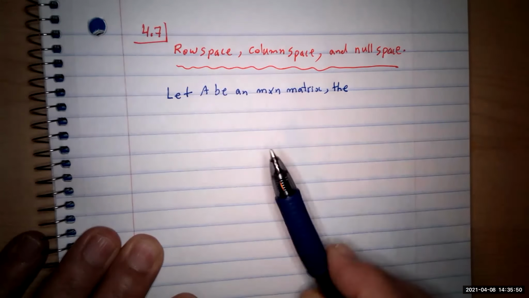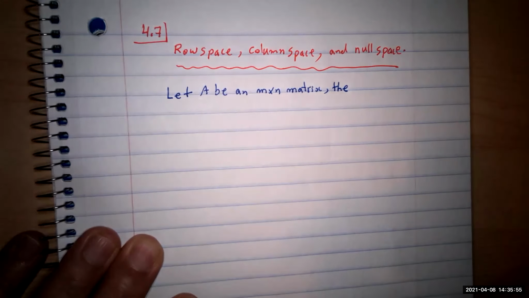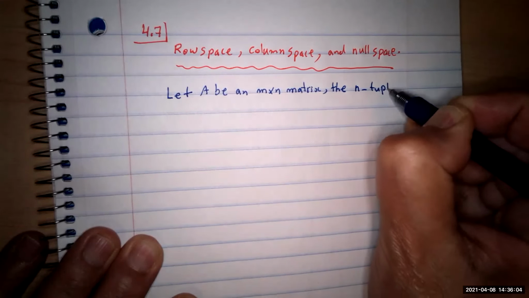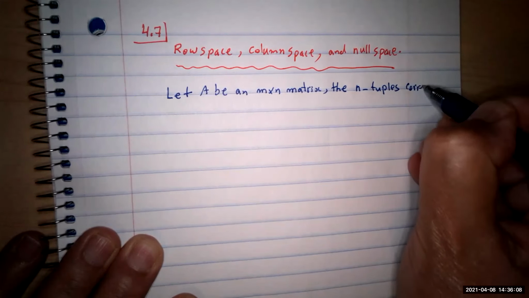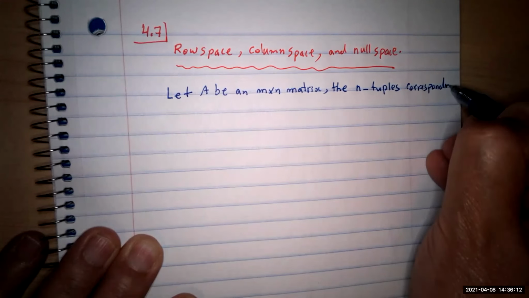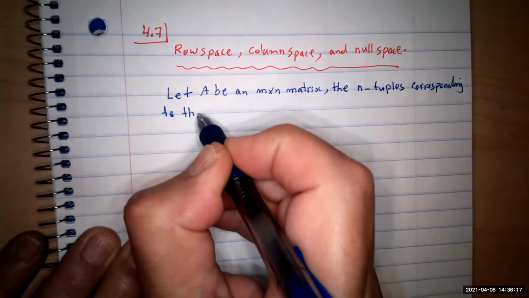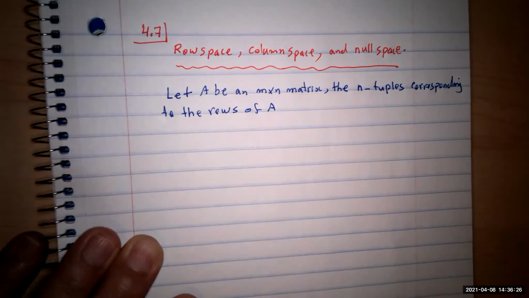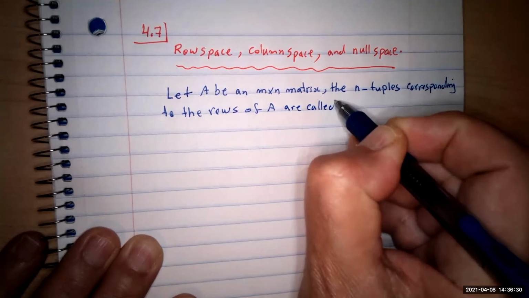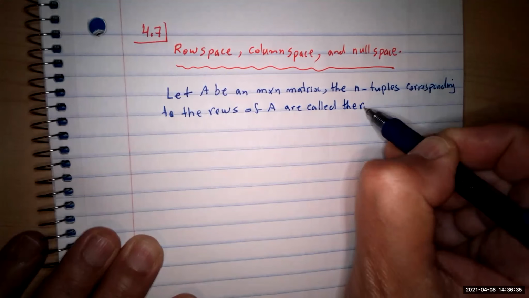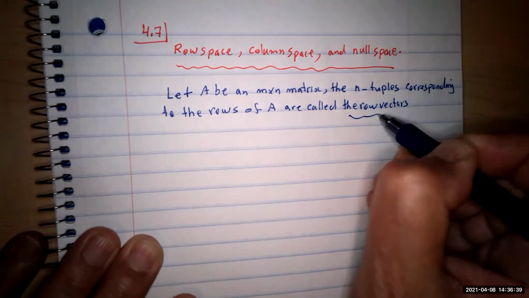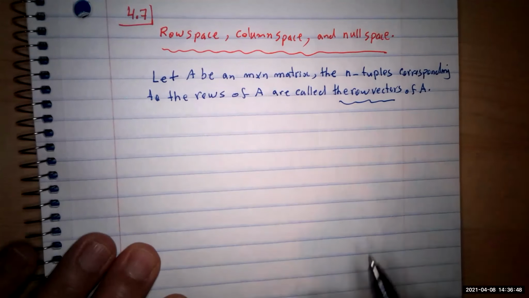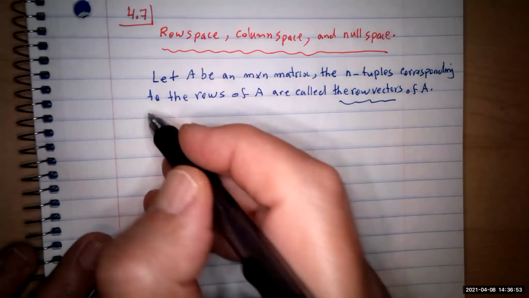Now we go with the rows. Each row vector would have N coordinates, so we call these n-tuples, if you like. Those coordinates corresponding to the rows of A are going to be called the row vectors of A. So if you consider each row as a vector and put them together, you are going to have the row vectors.